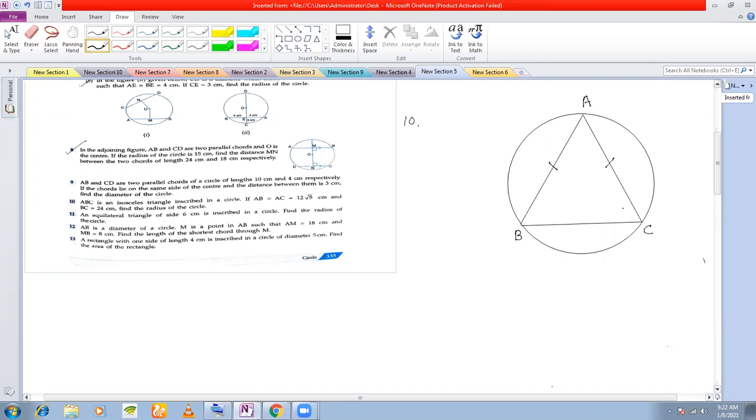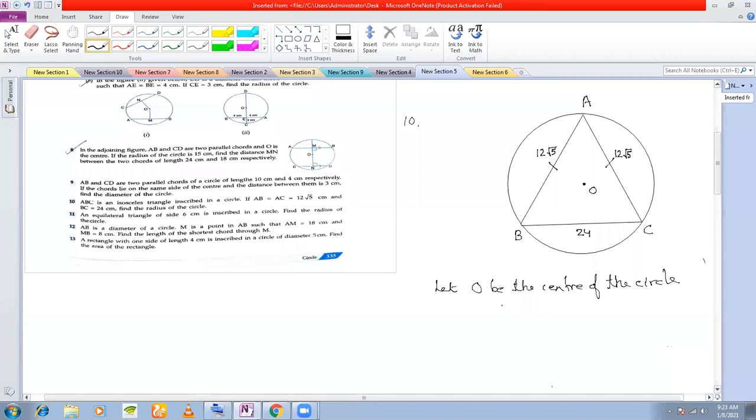So here AB and AC, the lengths are given to be 12 root 5. So this is 12 root 5 and this is 12 root 5 centimeters, obviously. And BC is 24. This length is given to be 24. Question is, find the radius of the circle. Now, what is the radius of the circle? Let us say this is the center of the circle. So I write, let O be the center of the circle.